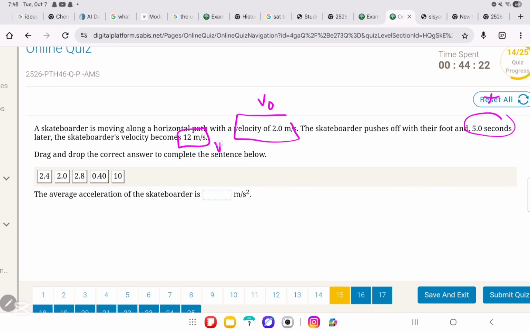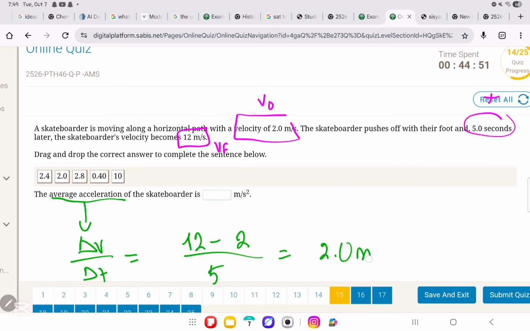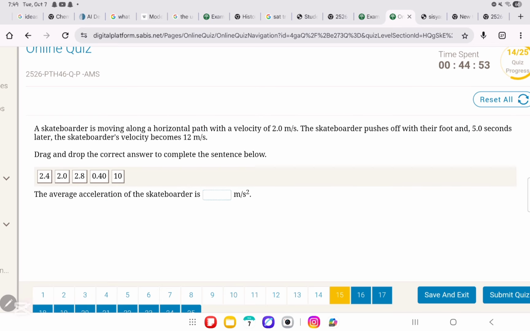V final. Perfect. So, the average acceleration of the skateboard. They want the average acceleration of the skateboard. What's the value of average acceleration? It's delta V over delta T. So the change in velocity over the time interval. What's the change of velocity? It's V final, which is 12, minus V initial, which is 2, over the time interval, which is 5 seconds. So that's going to be 2.0 meters per second squared. Very simple, very easy, very nice.